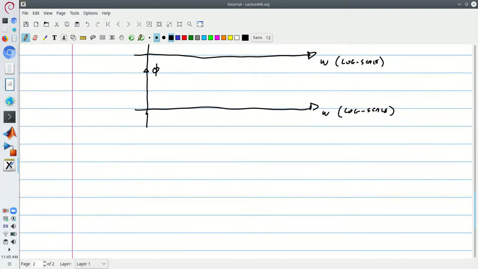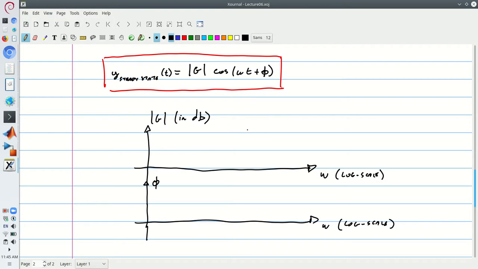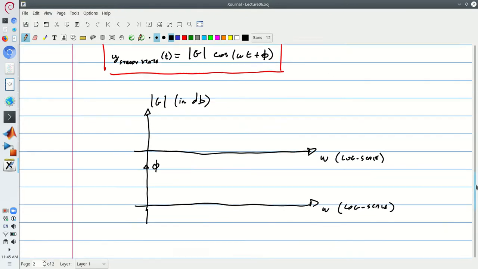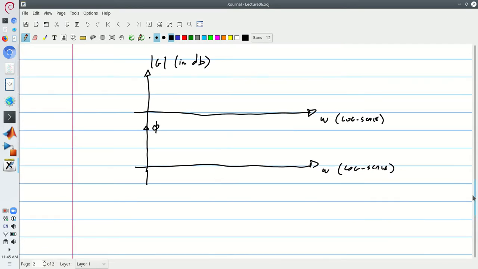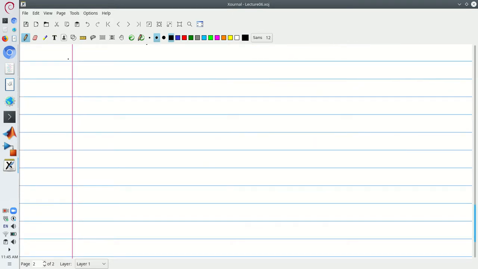So let's see how we can do this in a nice way. I'm not the best drawer here, so this is the Bode diagram, and I want to show you the effect of modifying the parameter A. So let's go back to our MATLAB.